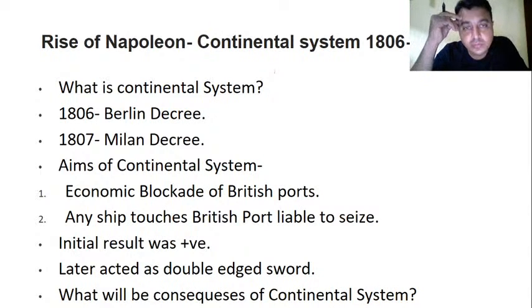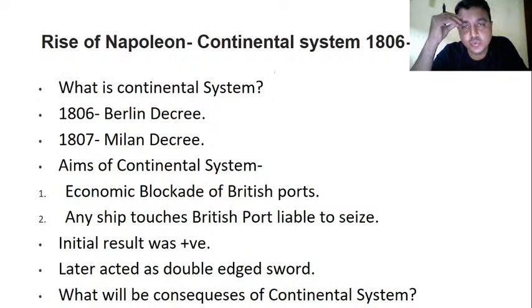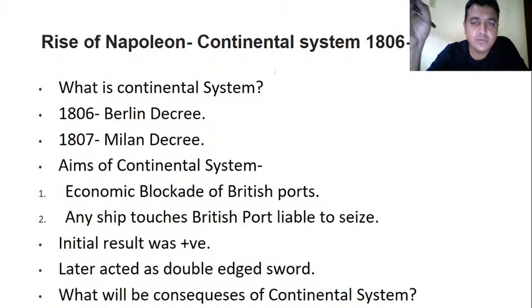Without defeating Britain, it's not possible for Napoleon to control the world, and fighting Britain in the ocean is a very difficult task. Now what to do? Napoleon was thinking on it, and one of his advisors gave him advice related to the continental system.